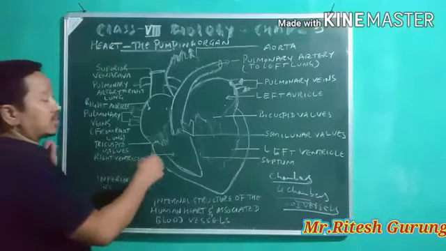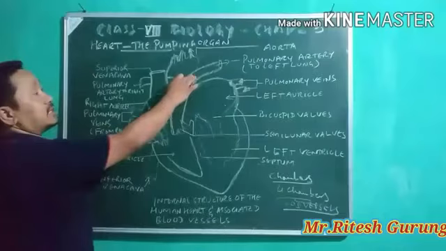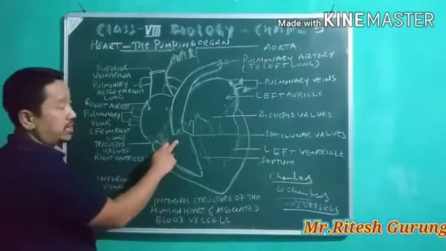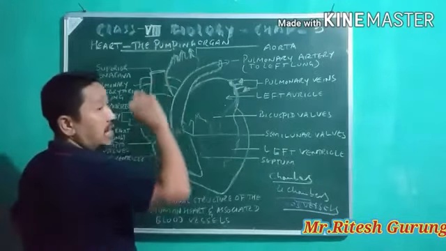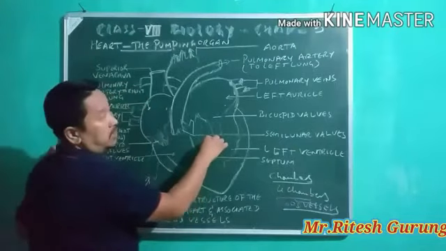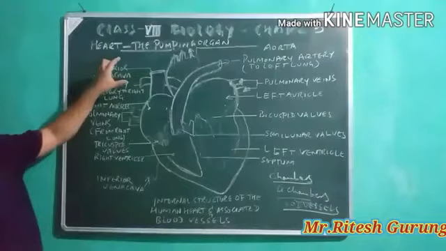So I was talking about the blood vessels here. First, let me tell you about the pulmonary artery, which opens into the right ventricle, and then the aorta, which is the largest artery, that opens into the left ventricle. Then we have two big veins here.